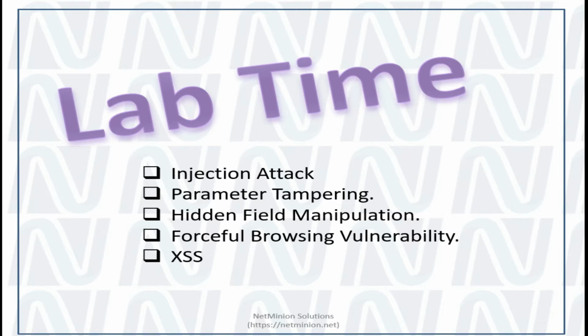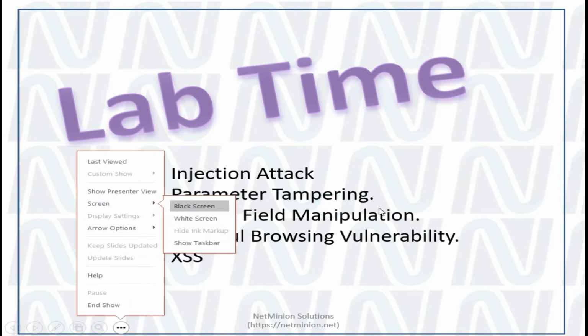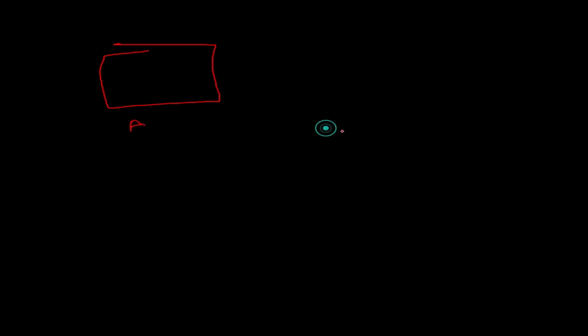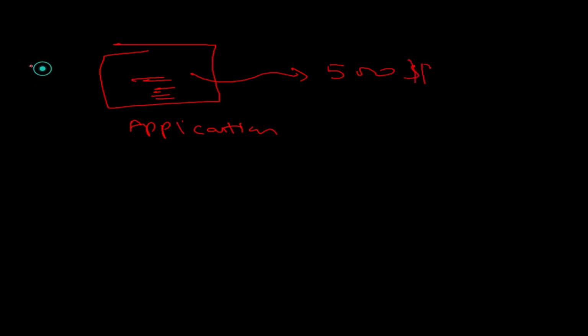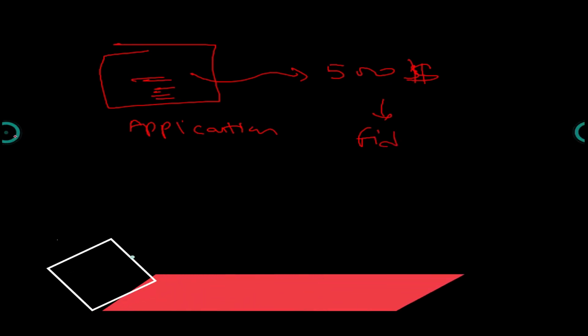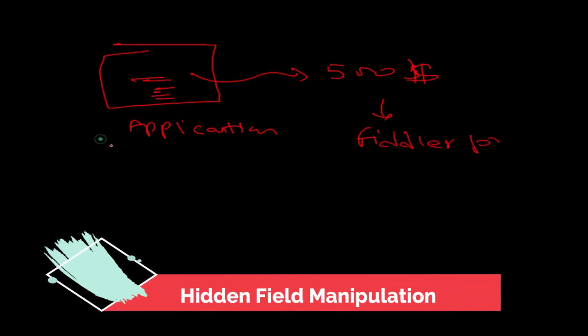Then we have hidden field manipulation, a very important and interesting one. What this talks about is, let me give you an example. This is our application. On our application, maybe there are multiple items to buy. I'm choosing one item to buy whose rate is maybe $500. Okay, I will be using my Fiddler proxy here. So what is my Fiddler proxy?